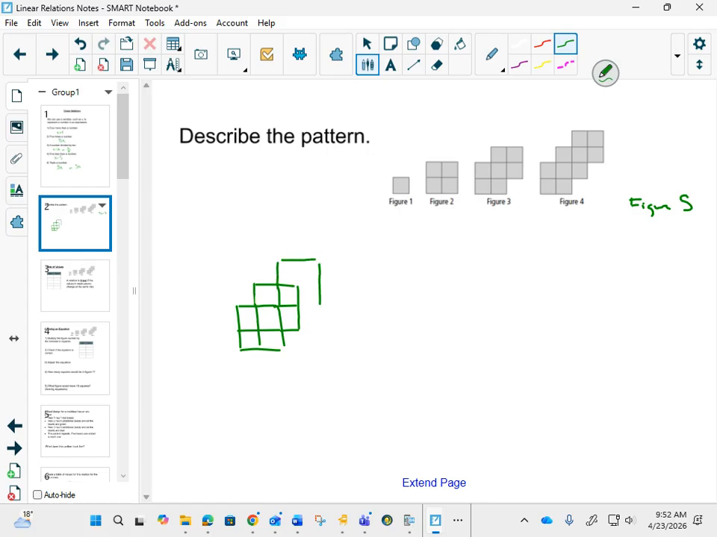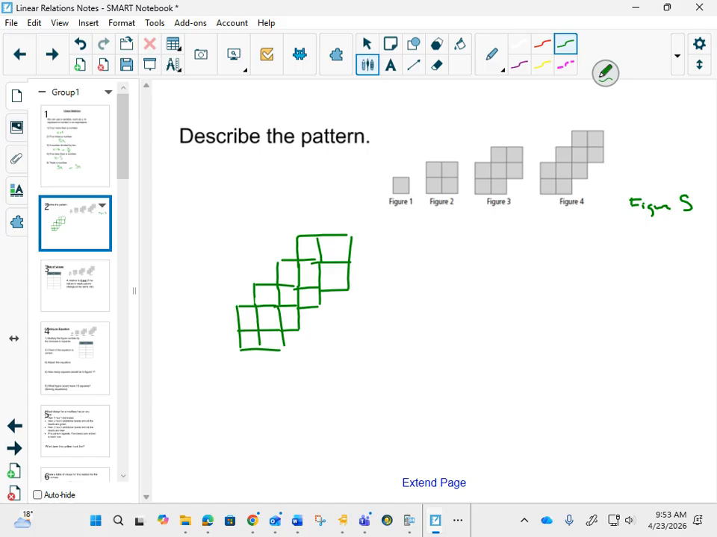Alright, I've drawn figure 4 again. Did you get figure 5 correct? Did you see that that would be figure 5? How many people got figure 5? Okay, awesome.